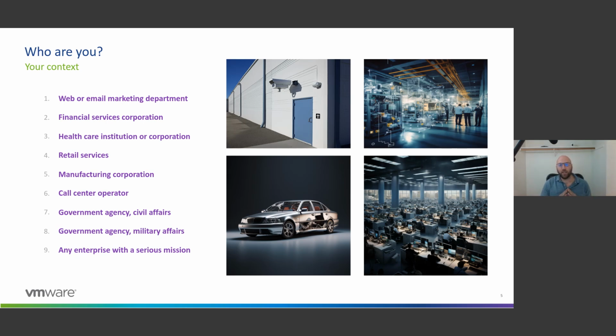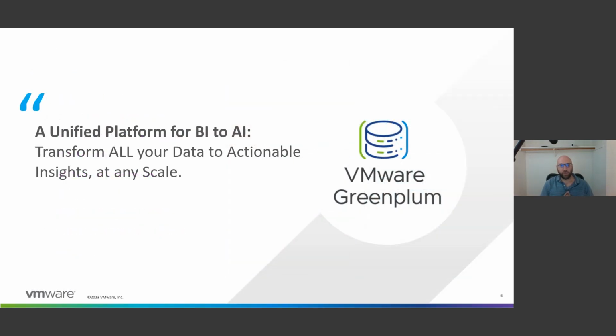you're really in any enterprise with a very serious mission, you want to get your data together, organized, cleaned, cataloged, and in a usable fashion with high speed so that you can act on it. So what we're providing at VMware and with VMware Greenplum is a unified platform that enables from business intelligence to artificial intelligence that can transform all of your data into actionable insights at any scale.